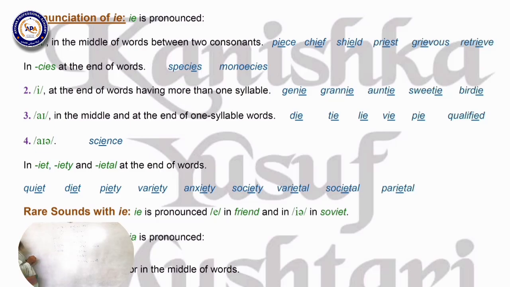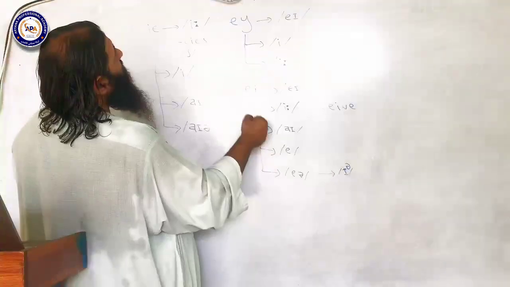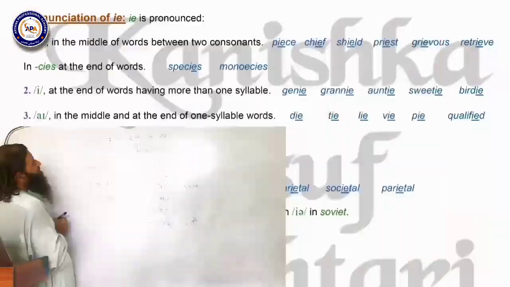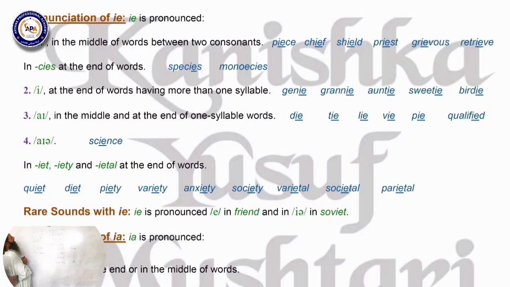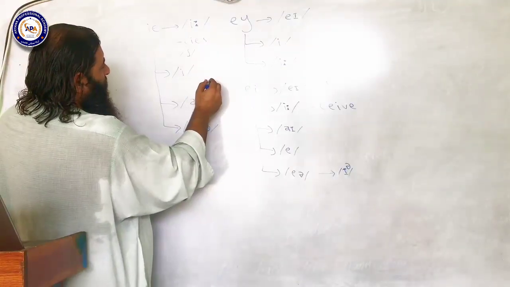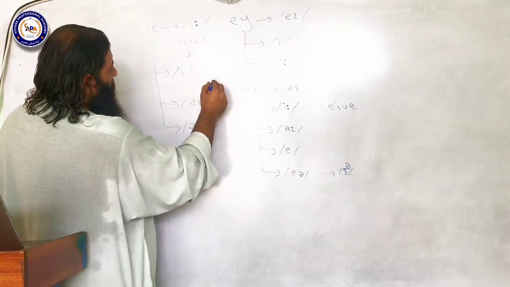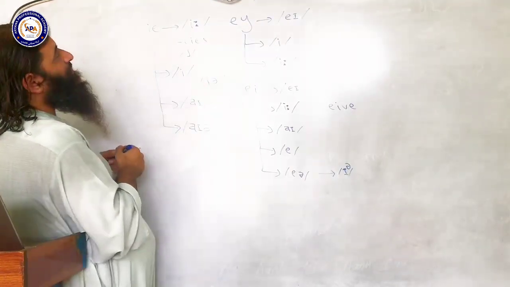And then we have a couple of rare sounds with IE. IE is pronounced E in the word friend, and it is pronounced E in the word Soviet, which is a rare sound given by it rarely.